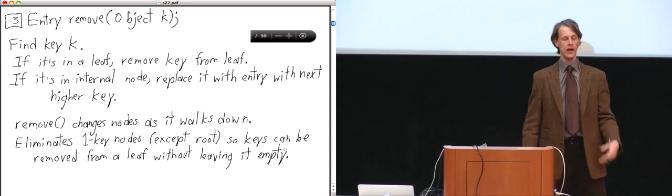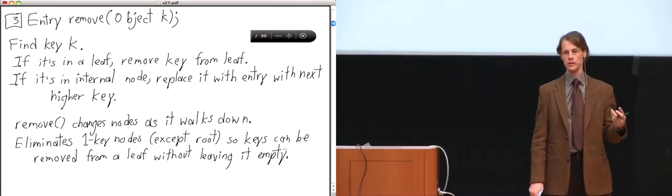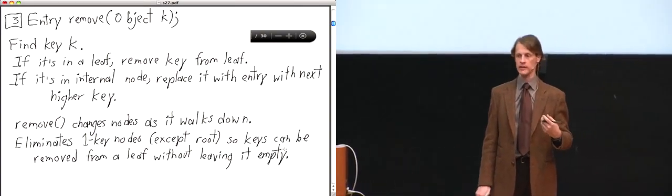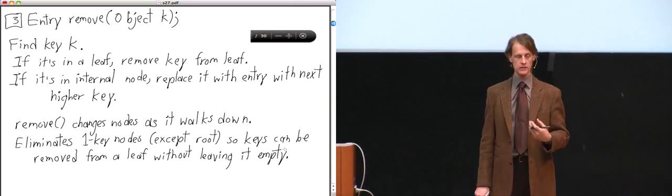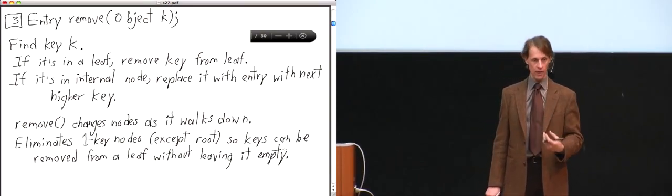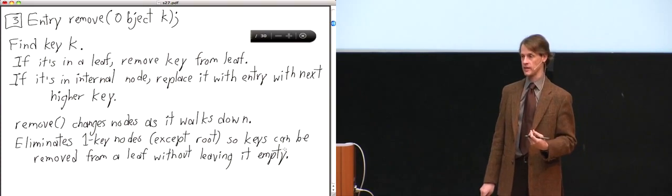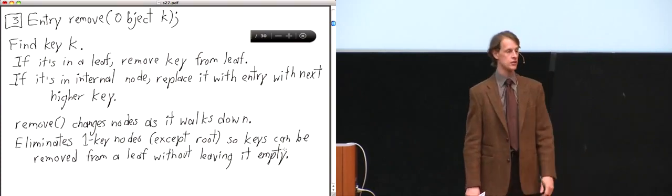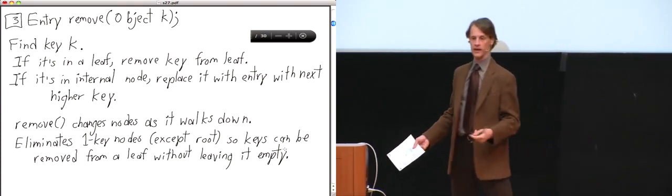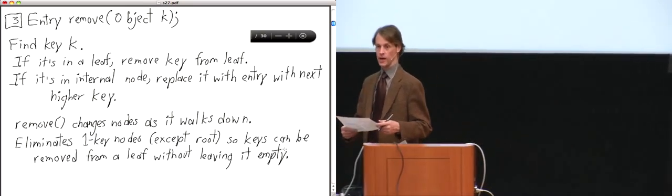And the reason we eliminate one key node is so that when we get to a leaf at the bottom, it will have at least 2 keys. We can delete one of those keys without leaving the leaf node empty, because you cannot have empty nodes in a 2, 3, 4 tree. If you do, then the balance still is screwed up.